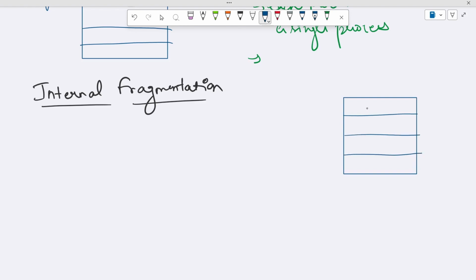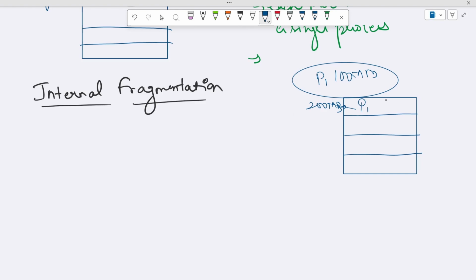We have a main memory of 4 partitions. Let's say 200 MB of space was in this block. P1 is a process which basically needs only 100 MB of space. But due to contiguous memory allocation, P1 is allocated to this particular block.